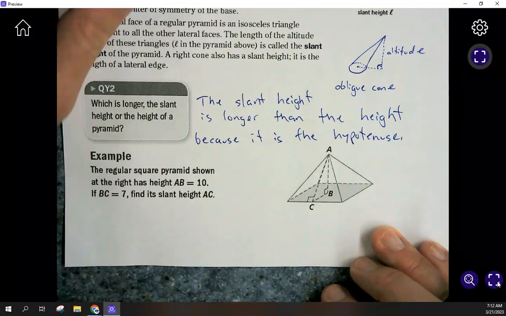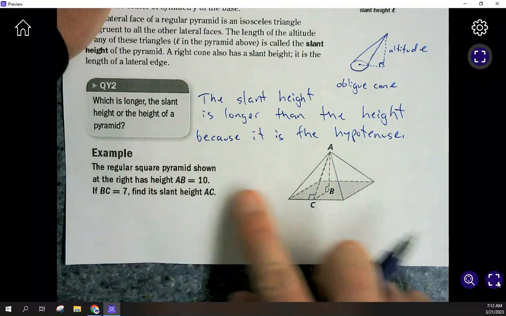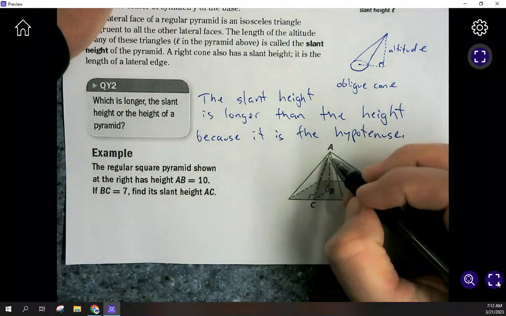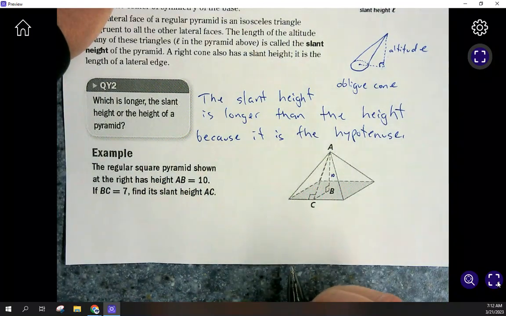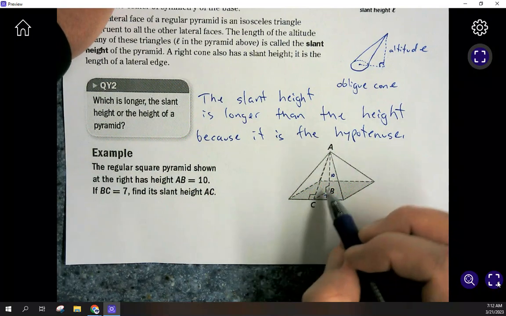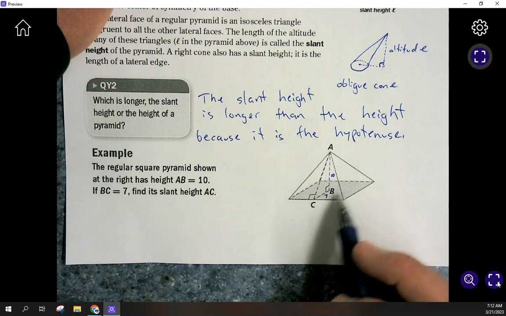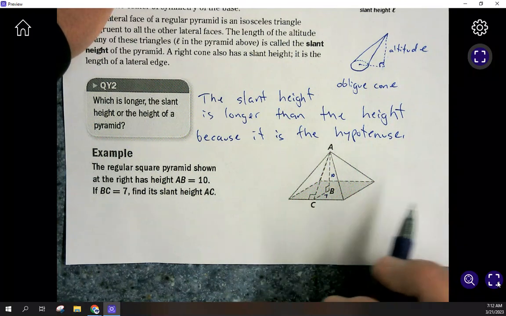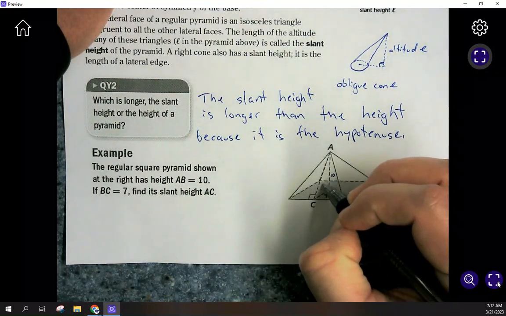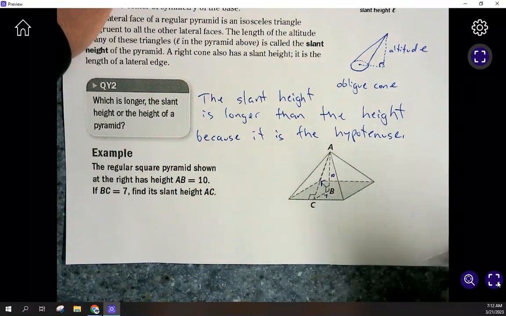All right, and real quick, what if we're given some measurements and we need to find something that's missing? Very straightforward. We have a regular square pyramid. The height, AB, is 10. BC, this bottom piece here, they tell you is 7. That would be the distance from the center to the outside. That's actually the apothem if we were trying to find the area here, but in this case, we don't need to use it as that. And so we have two sides of this right triangle. We are missing the hypotenuse, which is the slant height, AC.